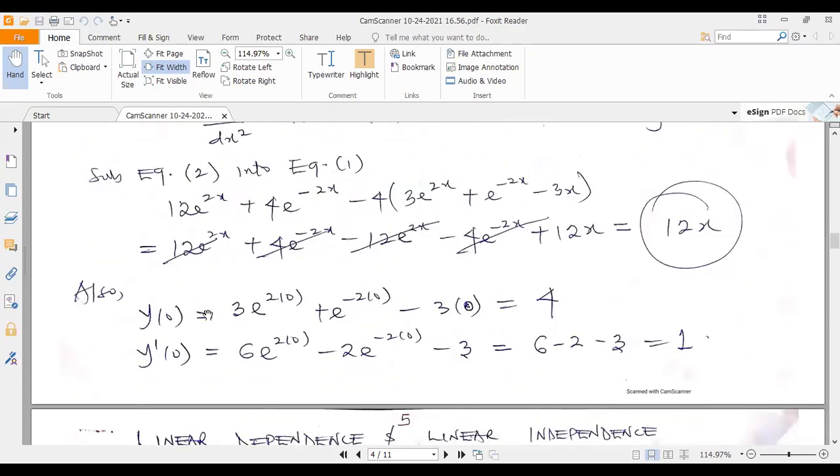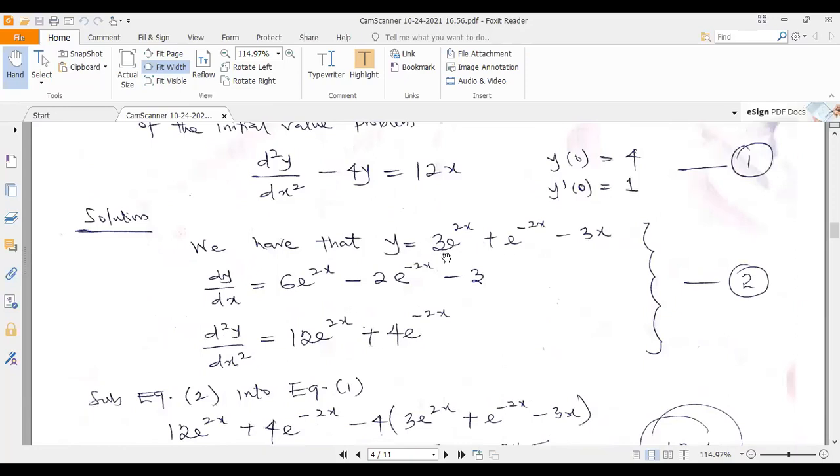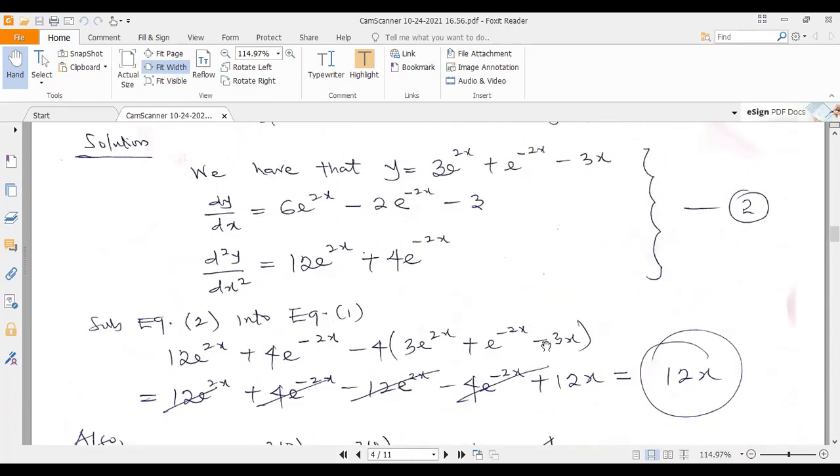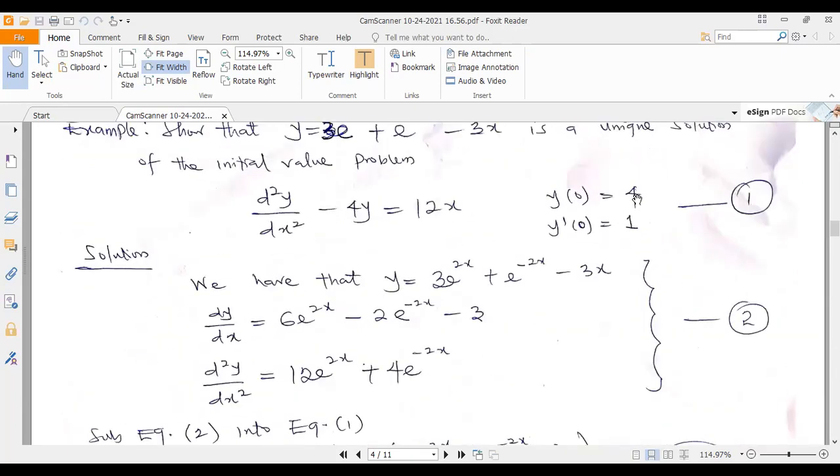What about the condition? What we are trying to show you is that if you put a 0 in the solution y of x, which is this one, 3 exponential 2x plus exponential minus 2x minus 3x, so we have it to be what? 3 exponential 2 times 0, plus exponential minus 2 times 0, minus 3 times 0, then it gives me 4, which is the condition that we are given here.